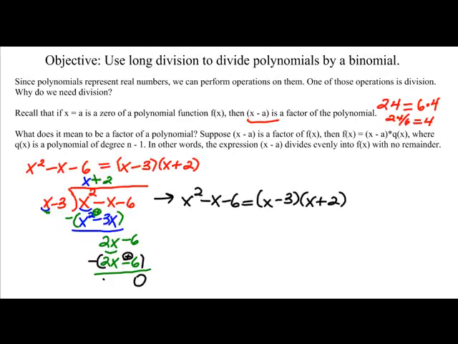Well, let me show you that with another example. Let's suppose we want to divide 5x squared minus 17x minus 12 by x minus 4.